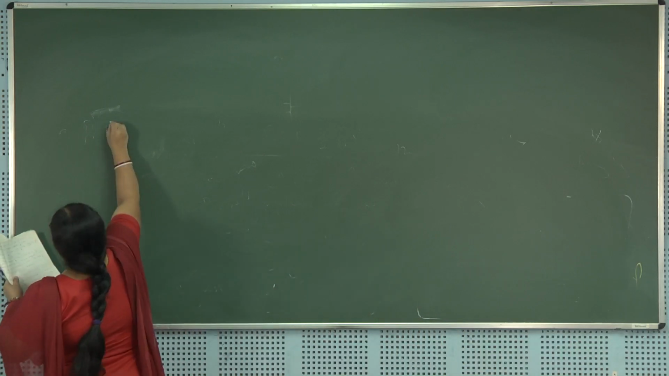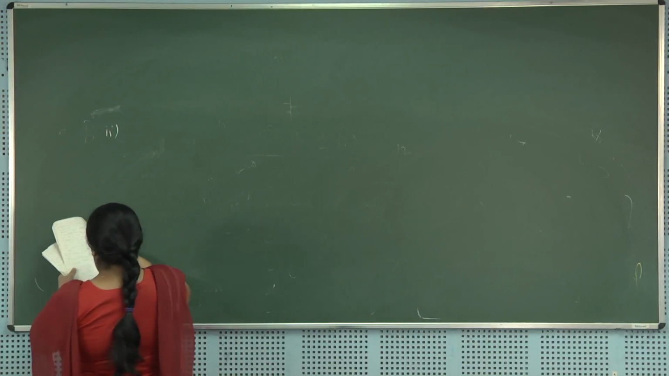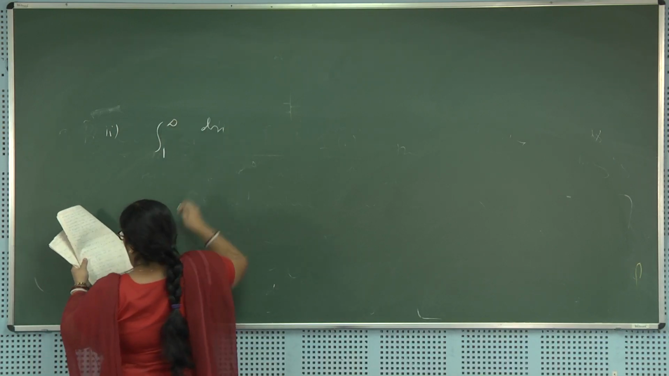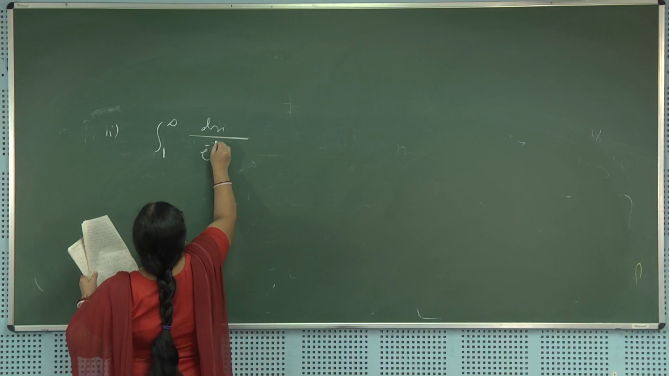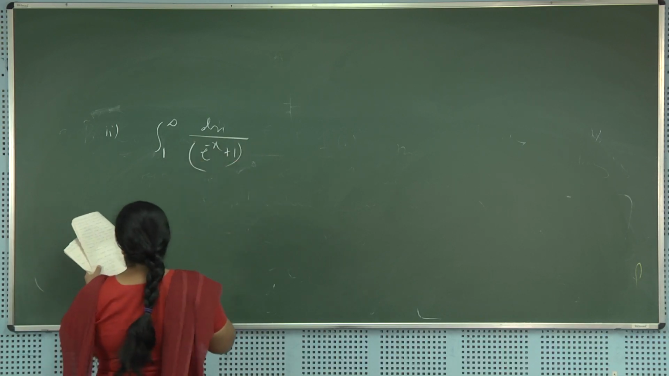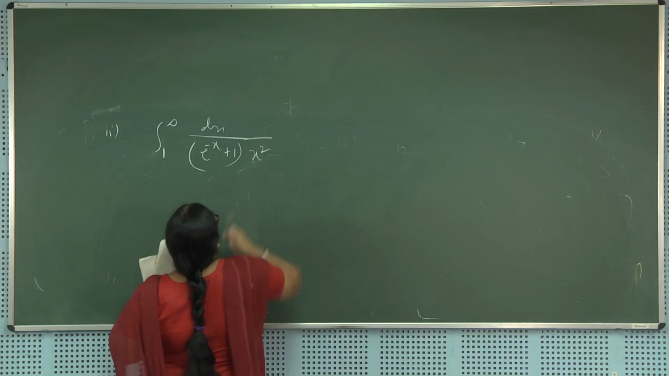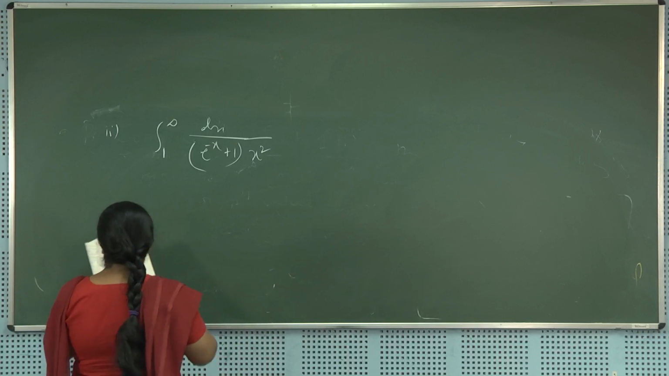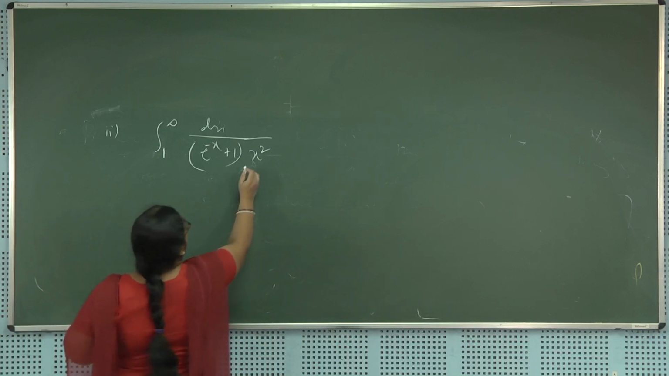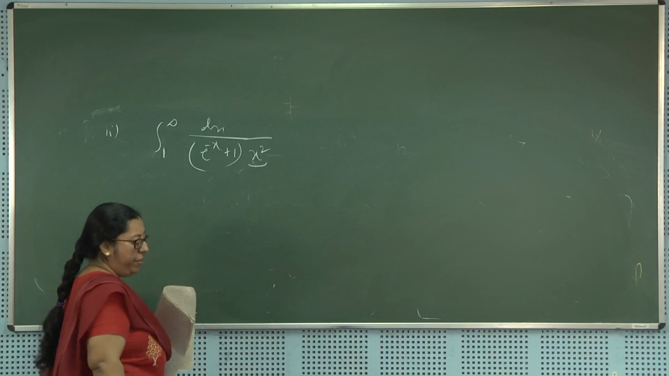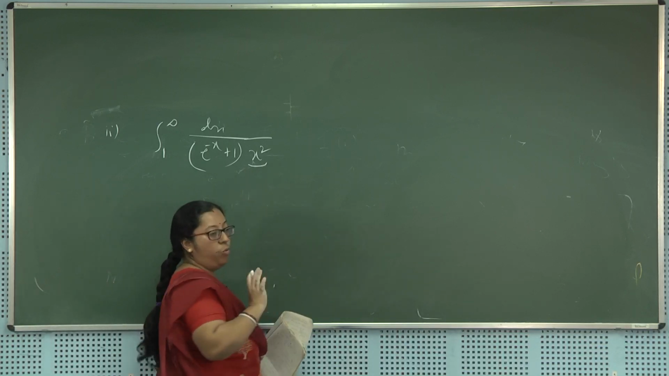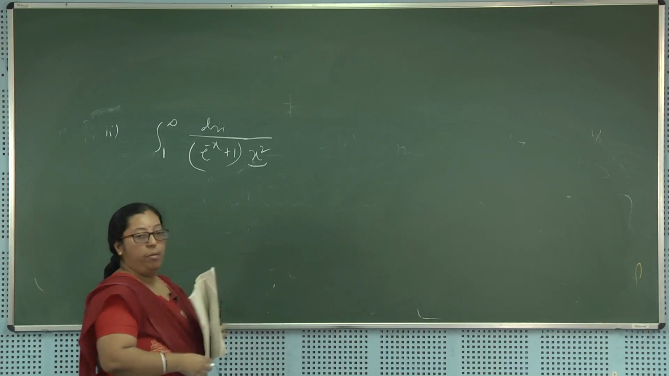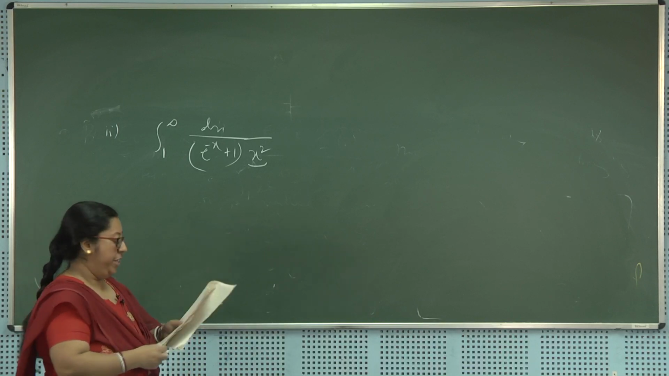Next problem, that is the integral from 1 to infinity dx upon (e to the power minus x plus 1) into x square. If I try to do it by this ratio theorem, then what will happen? You can see easily that x square is there. So, if I take my g(x) to be x square or 1 upon x square, then something I can comment, but I have to make sure if I use comparison test 2, my limit should not be 0 or infinity.